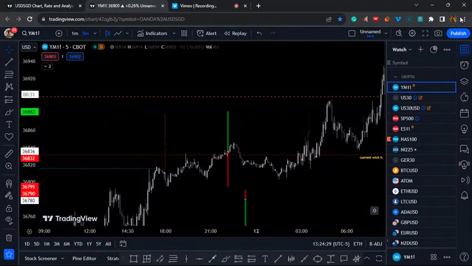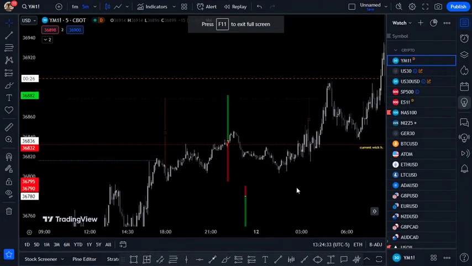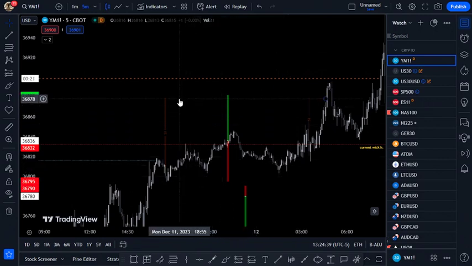So I'm doing a review on my wins on shadow trading. I think some people think that people who teach this stuff don't actually use it. So here's YM right now. This is a futures contract.